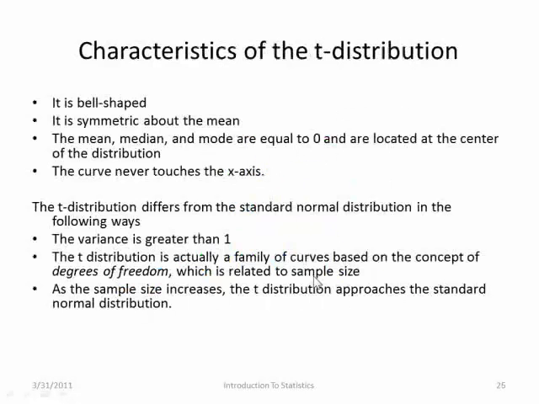So again, just some properties. One, as we can see, the t-distribution is bell-shaped. It's symmetric about its mean. The mean, median, and mode are all equal to 0 and at the center. And again, the tail ends of those t-distribution curves are asymptotic to the x-axis. Again, all that means is that they will never touch or cross the x-axis. They just get closer and closer and closer.